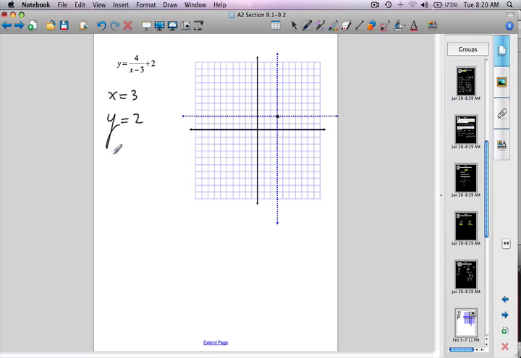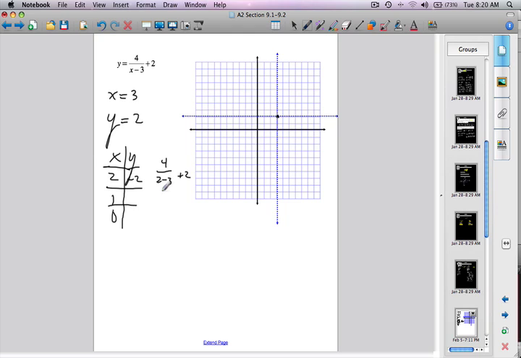So I can do an input-output table to the right or to the left of this. Again, you should always pick the values for inputs that are the easiest that you can think of. So I'm going to pick 2, 1, and 0. I want to pick 3 points, and I'm going to work to the left of the vertical asymptote. When I plug 2 into this equation, I'll get 4 divided by 2 minus 3, plus 2. Well, 2 minus 3 is negative 1. 4 divided by negative 1 is negative 4. And negative 4 plus 2 is negative 2.